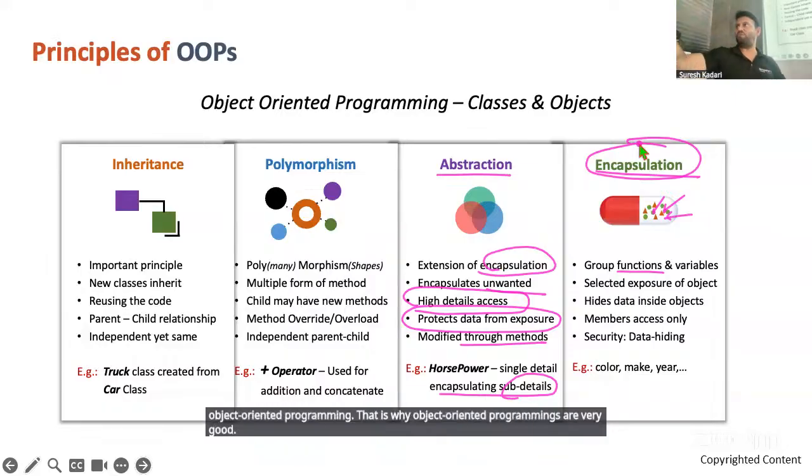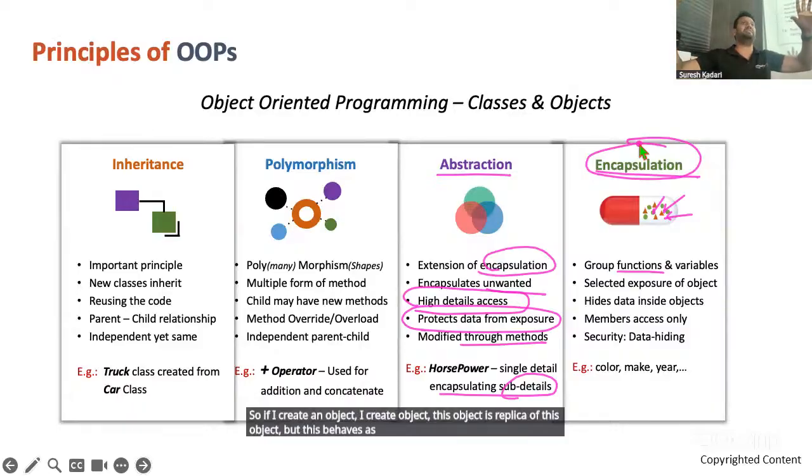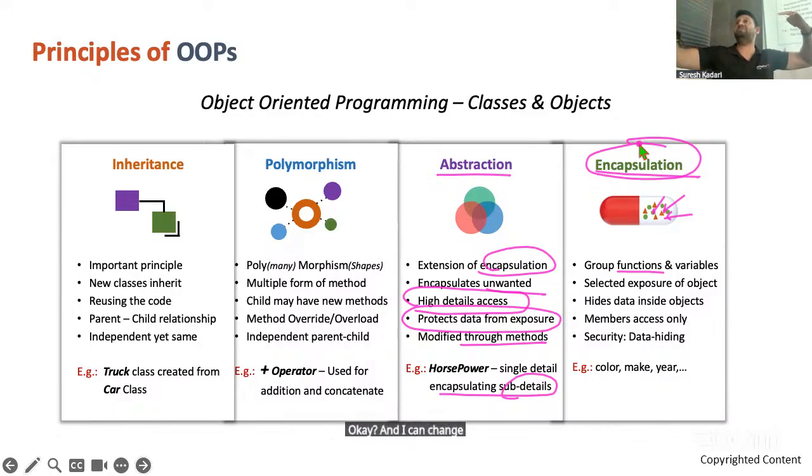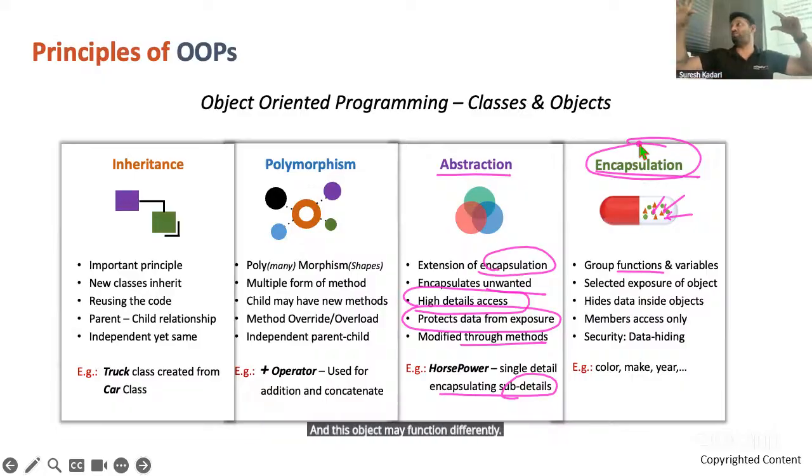If I create an object, this object is a replica of that object, but it behaves independently. If I give you access to this, it doesn't mean that you have access to that. And I can change inner things, which means you don't know. Knowing one object doesn't mean that you know the other object. This object may function differently than that object, yet they have common attributes. Did I confuse you?